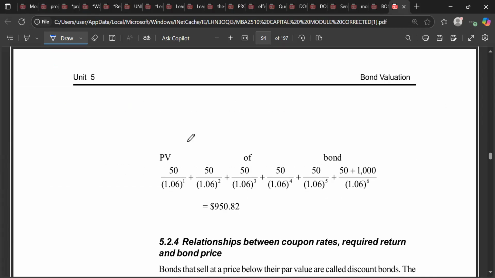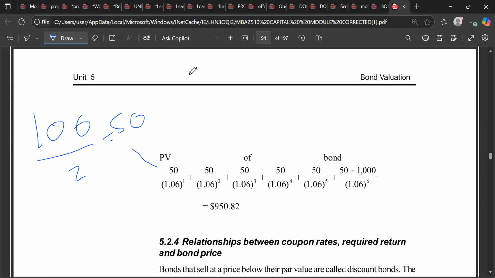Remember, the coupon payment is 10% of 1,000, which is 100, divided by 2. So 100 here divided by 2 will give us 50, which is the one that we're having here throughout. So I'm saying 50 plus 50 plus 50 plus 50 until the very end, then the par value plus the 50.